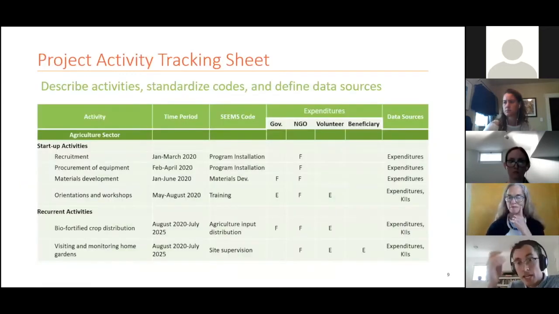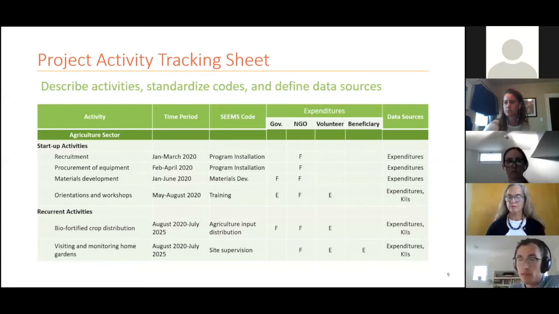So once you've done that and you've articulated your program activities and mapped out your program impact pathway, you can use something like this project activity tracking sheet to detail all of the little sub-activities that are carried out as part of each of your program objectives. Here, we've organized the tracking sheet by sector, so you can see a small sample of activities that might be carried out as part of just the homestead food production activity under the banner of the ag sector.